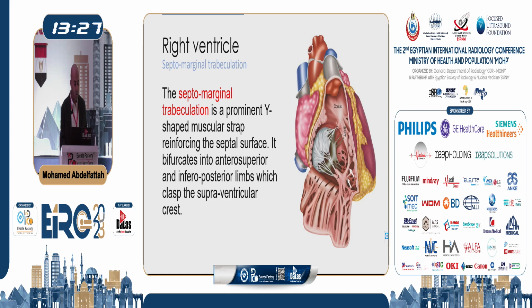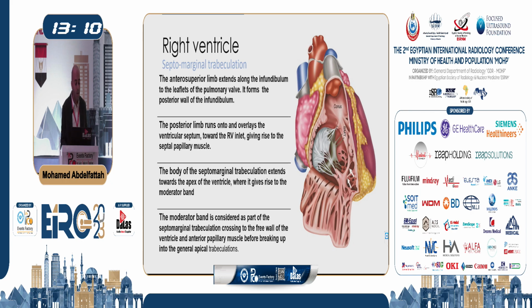The septomarginal trabeculation is a prominent Y-shaped muscular strap reinforcing the septal surface. It bifurcates into an anterosuperior and infraposterior limbs which clasp the supraventricular crest. The anterosuperior limb extends along the infundibulum to the leaflets of the pulmonary valve. It forms the posterior wall of the infundibulum. The posterior limb runs into and overlays the ventricular septum towards the RV inlet, giving rise to the septal papillary muscle.